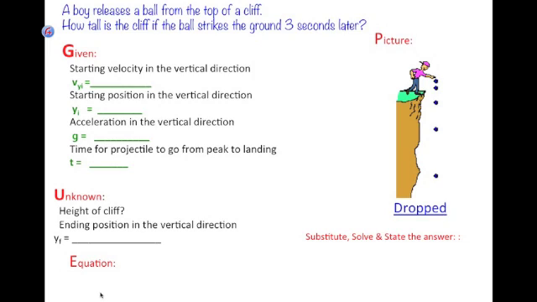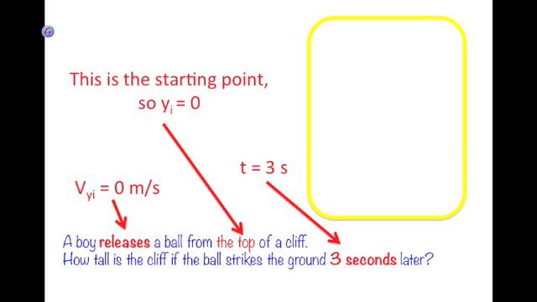The question that we need to address is, if a boy releases a ball from the top of a cliff, how tall is the cliff if the ball strikes the ground 3 seconds later? There's only one number that appears in this question, but actually we can glean three numbers from this, and part of your task as you work projectile problems is to determine implied information. 3 seconds is a time period. That's explicit information, but we can find two more pieces of implied information. So let's talk about that.